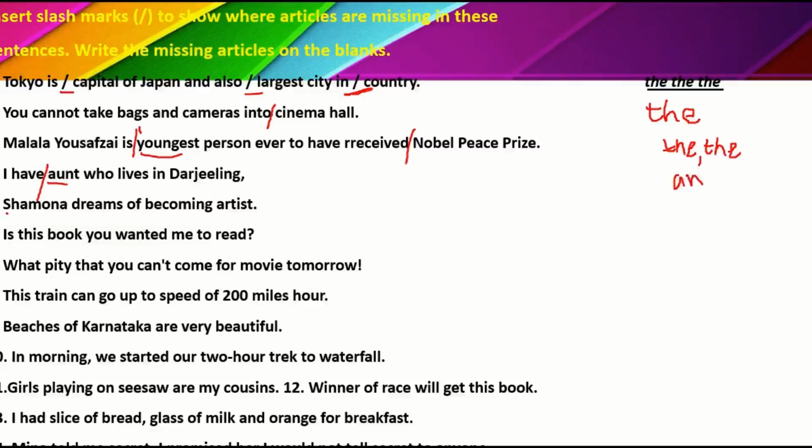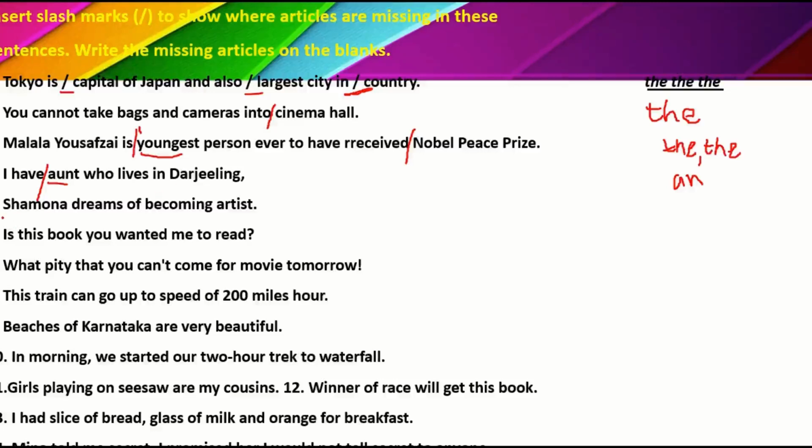Shamono dreams of becoming artist. Remember, dear children, the word Darjeeling is the name of a place. So, you should not use the word the over there, okay? If it is name of a monument, if it is the name of a mountain, if it is name of a river, ocean, right? Or something very special. We have to use the in front of that.